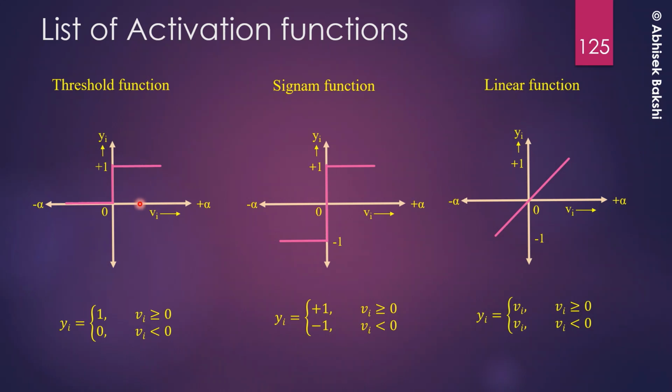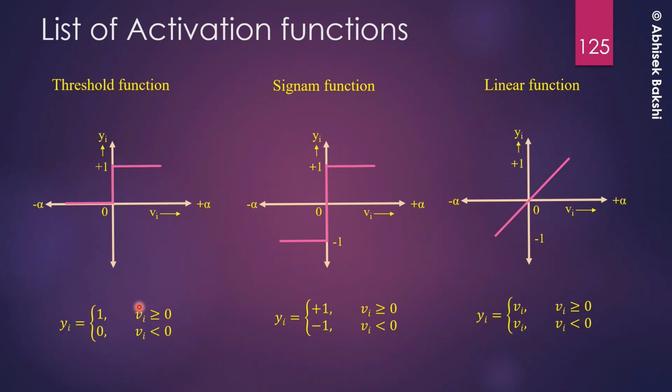Depends upon what the input is. This Vi is representing the input. So if Vi is greater than or equal to 0, that means this summer value is greater than or equal to 0, output is 1. If summer value is less than 0, output is 0. That's all. A very straightforward activation function.